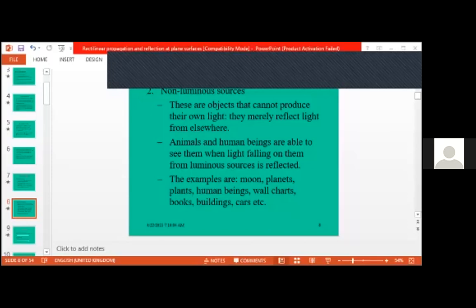Animals and human beings are able to see them when light falling on them from luminous objects is reflected. You notice that when you use a torch or spotlight at night, you shine the light on whatever you want to see. That's why I say light falls on the object first, then is reflected to the eye, and that's how we are able to perceive. It is not light from the eye to the object; it is from the object to the eyes. That's how we are able to see or perceive objects. And we said the examples of non-luminous sources are the moon, planets, human beings.